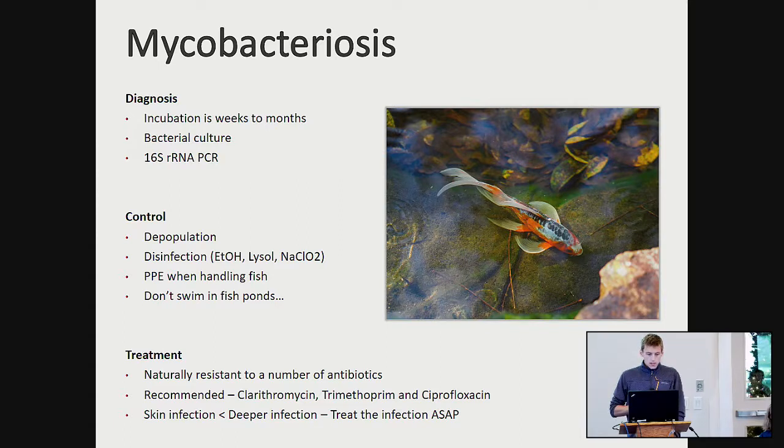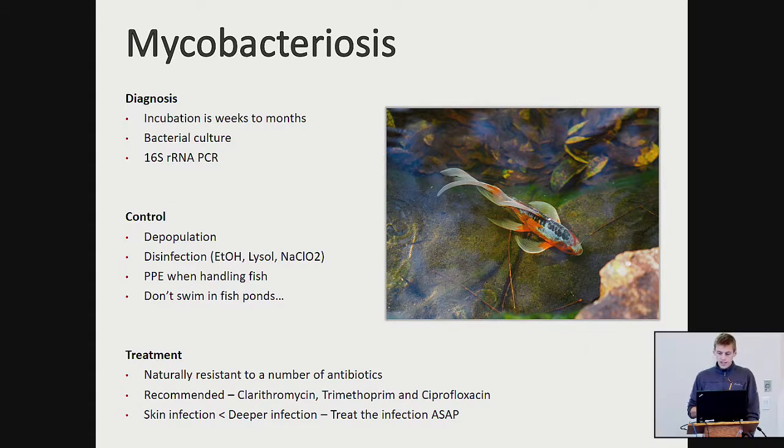In terms of controlling the pathogen, if you're worried about getting it from an aquarium or a fish pond, usually depopulation and disinfection is the most drastic and effective route. The bacteria are susceptible to some of the more common disinfectants like ethanol, Lysol, and sodium hypochlorite. Obviously, you don't want to kill all the fish in your aquarium, so some people usually just live with it, and you can protect yourself from exposure by wearing proper personal protective equipment, so gloves when handling fish, and for God's sake, don't swim in fish ponds.